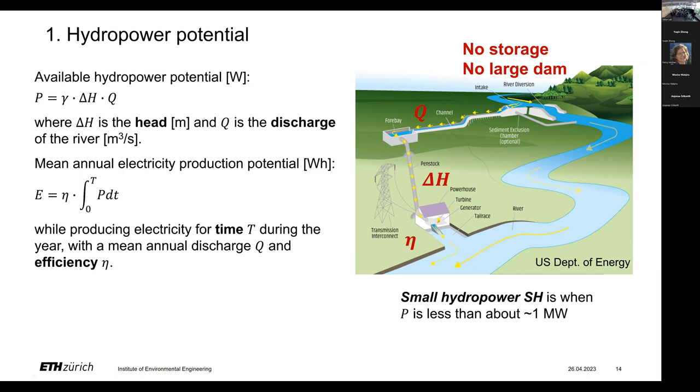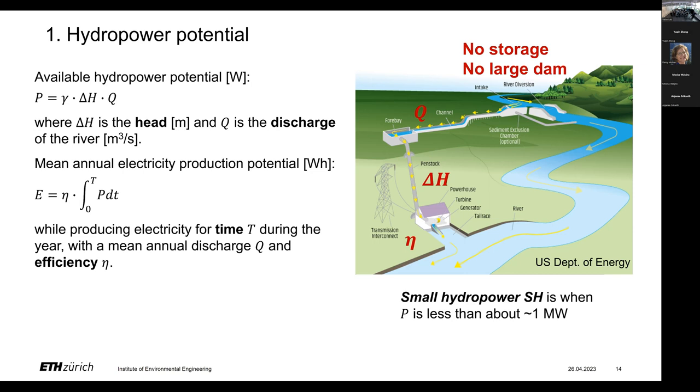Also remember that small hydropower, this is a flexible definition, but small hydropower normally is less than about 1 megawatt. In this talk, I will even use 0.5 megawatt, but this varies from country to country. In Switzerland, for instance, we call small hydropower even smaller plants than that.